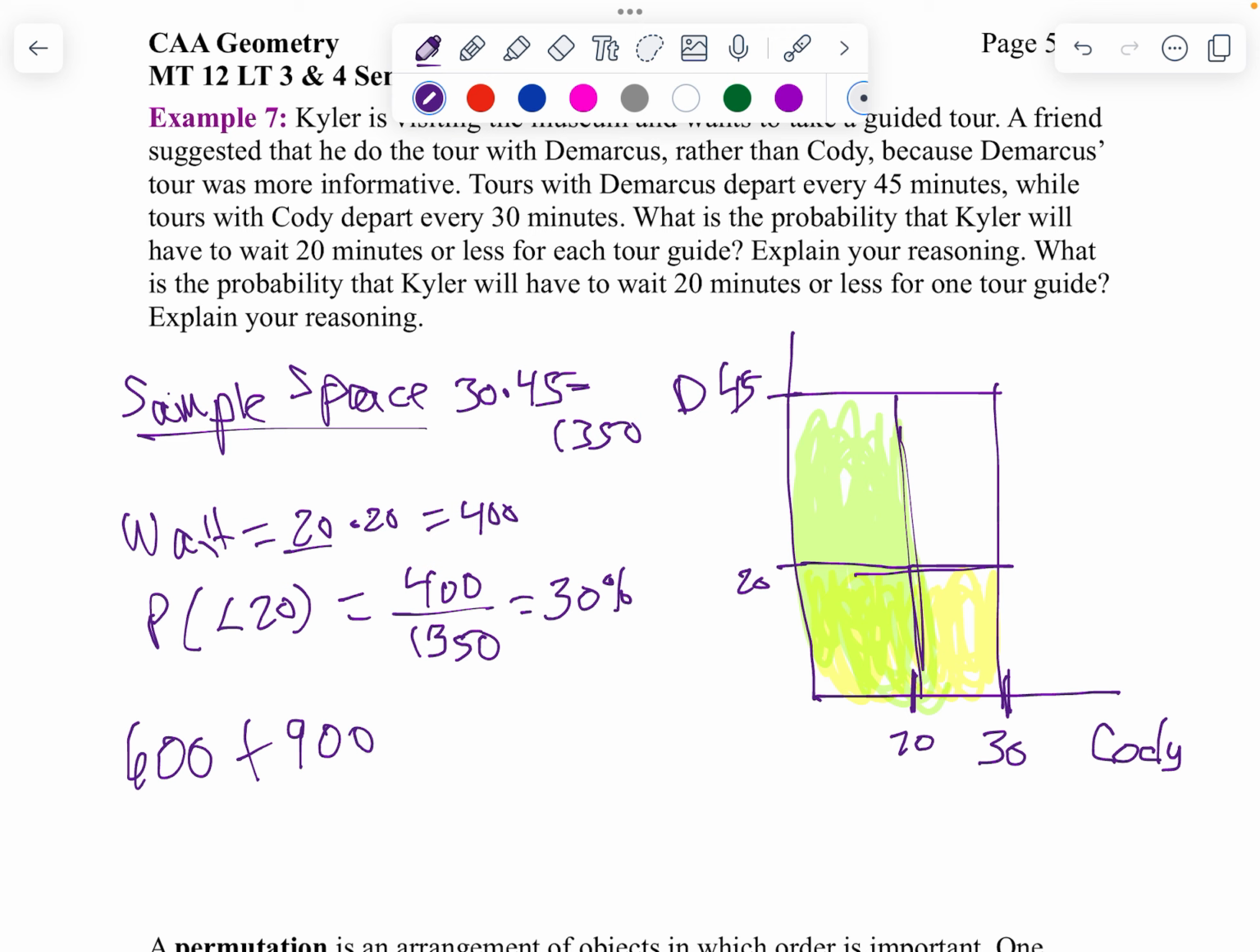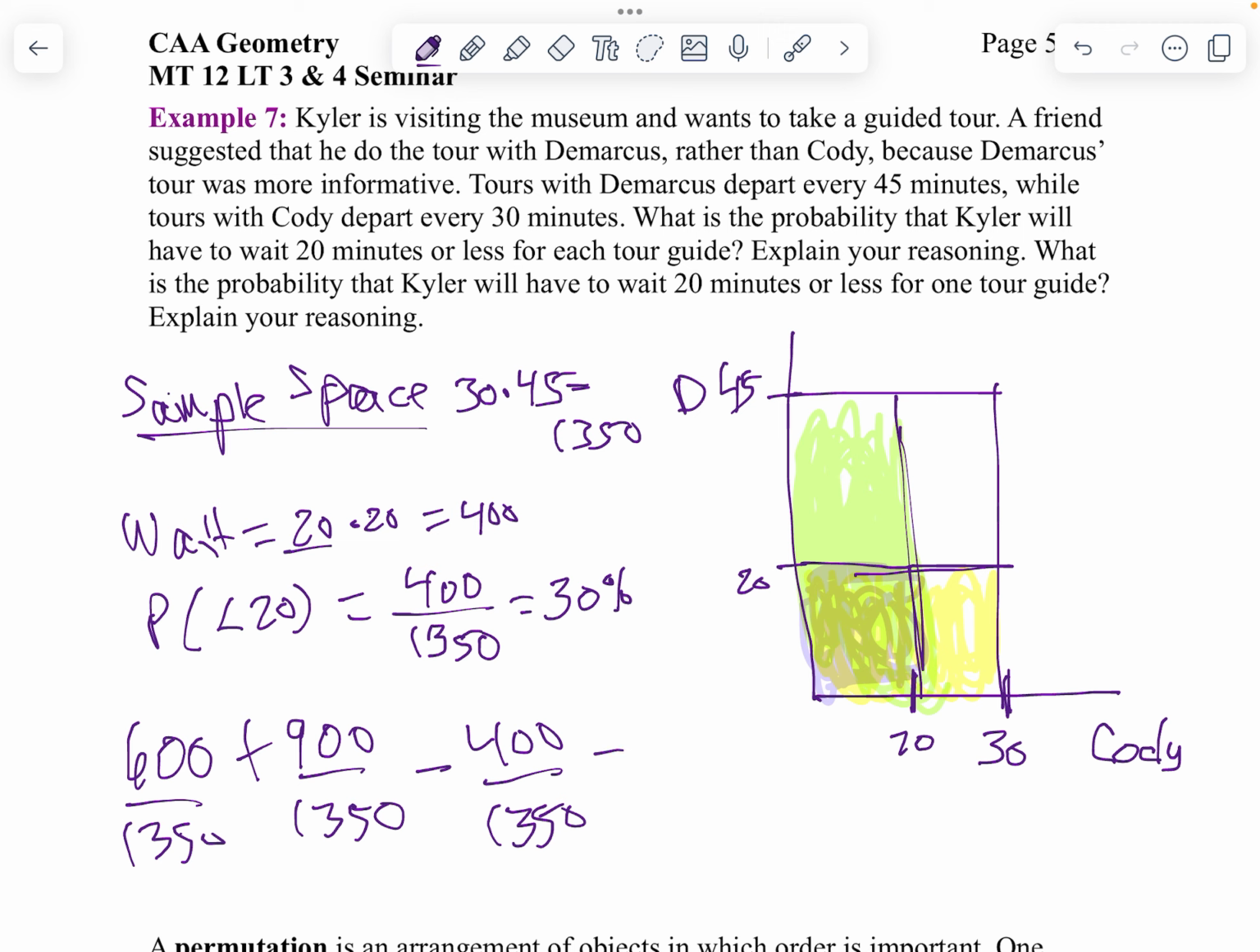Now my total sample space is going to be 1350, isn't it? But now the only issue is, notice this section right here has been counted twice, hasn't it? So I'm doing kind of an OR probability. So I better subtract off my 400 over 1350. So 600 plus 900 minus 400 would be 1100 out of 1350. 1100 divided by 1350, they have an 81% chance of waiting 20 minutes or less.